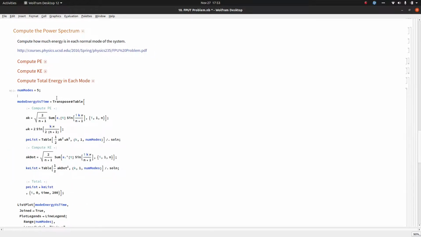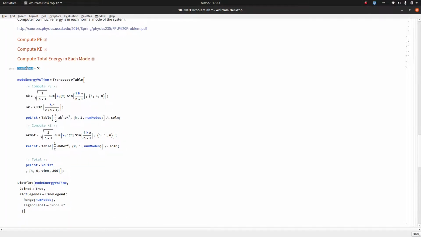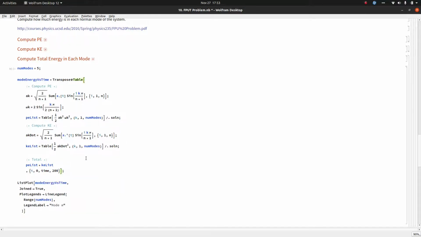We are just going to figure out which of the modes we want to compute. In this case, we're going to compute how much energy is in the first 5 modes. We're going to compute the potential energy, the kinetic energy. We're going to add those two together to get the total energy. And then we're going to list plot how much energy each mode gets as a function of time. So how much energy is in the first mode? How much energy is in the second mode? How much energy is in the third mode? And we'll make a plot of that. So we'll run that.